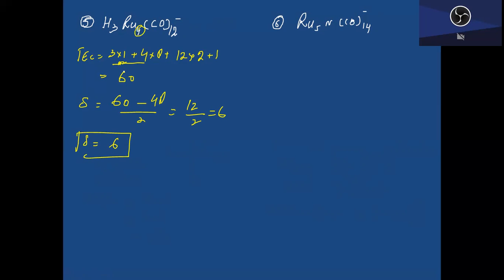In this case, n is equal to 4, so n plus 2 is equal to 6. 4 plus 2 is equal to 6. So the structure will be nido structure. Whenever we have n plus 2, the structure will be nido structure.